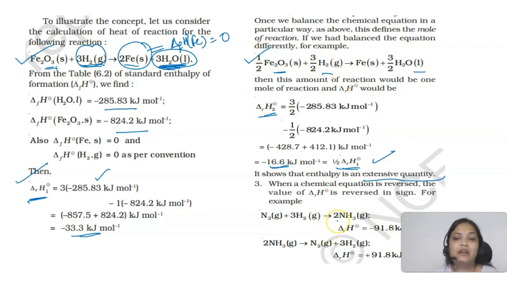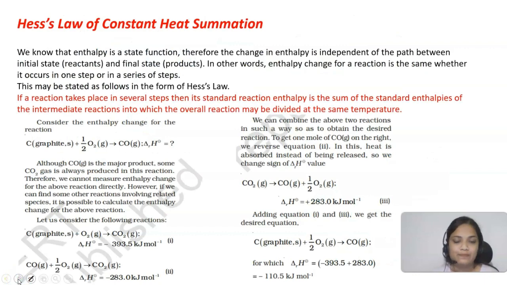And you know, if a chemical reaction is reversed, the sign of delta H will also be reversed. Like for N2 plus 3H2 gives NH3, here it's an exothermic reaction. If I reverse it, it becomes endothermic. Okay, of course, you know that if the forward reaction is exothermic, then the backward reaction will be endothermic. So the sign would be reversed. Okay. Now the next important topic is Hess law of constant heat summation.